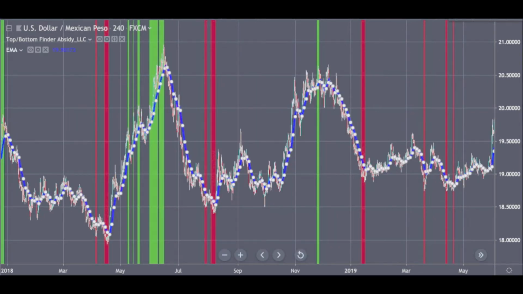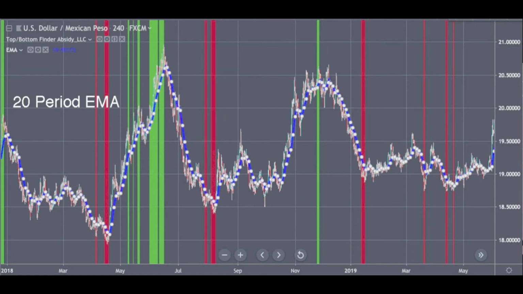Now, the most common strategy that has been used with the top and bottom finder is to use it with some sort of triggering mechanism, preferably a lagging indicator like a moving average. When it's simply green or red, it's not good enough to know that you should be buying or selling there, but you know that that's a very high probability area of a market top or bottom forming. That means that whatever signal you get from another indicator in those areas is exceptionally more powerful. In this case, we're going to look over when the price crosses the 20-period exponential moving average in blue.